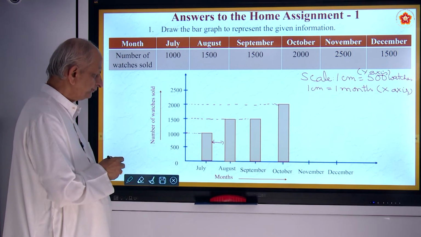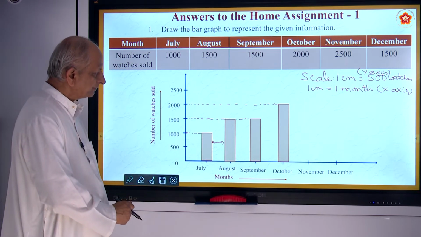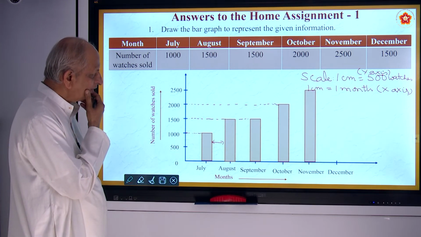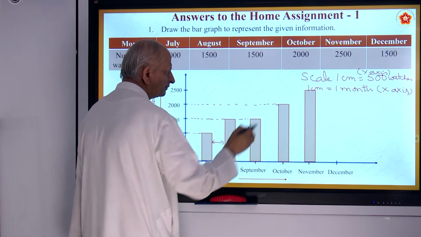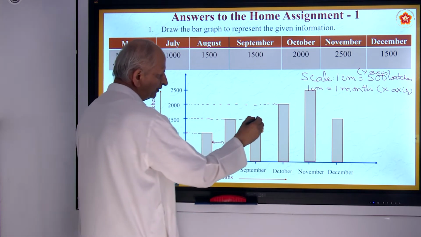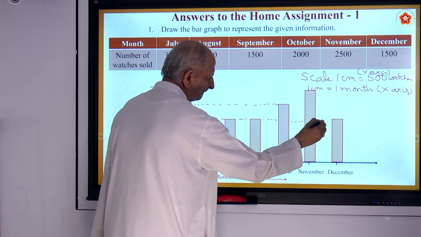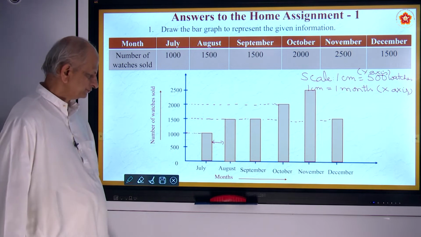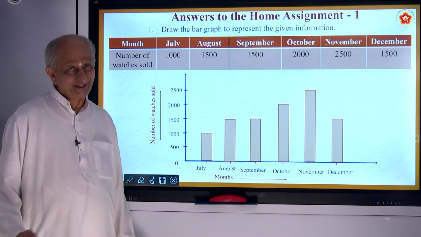And in the month of November, 2500. So this is the line. And lastly, in the month of December, it is 1500. Learn? That's how you are drawing. Done it? So nice, no?